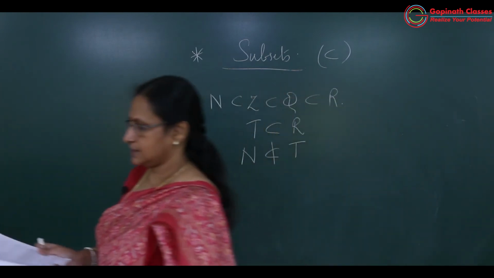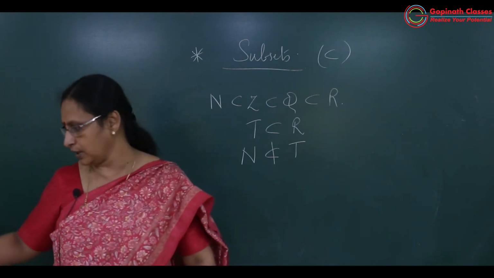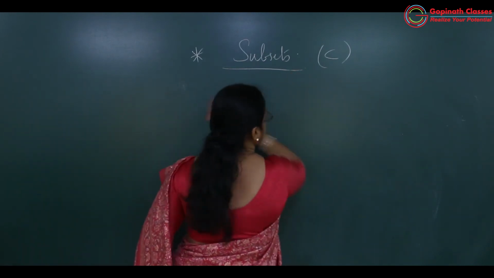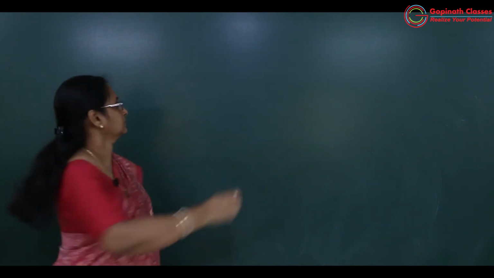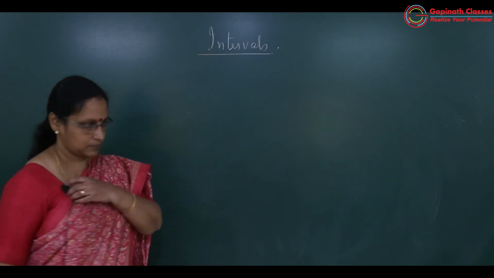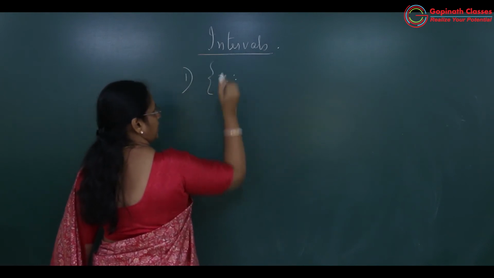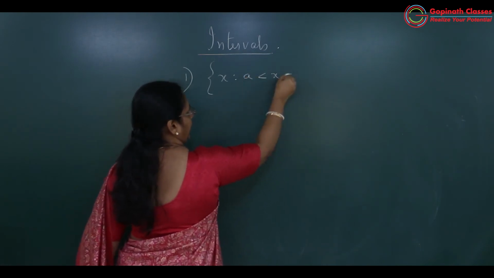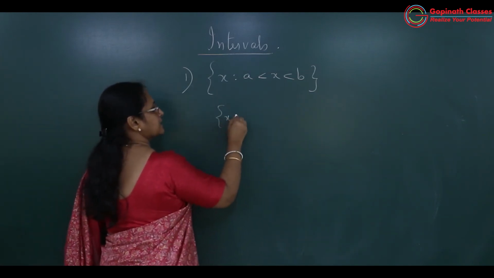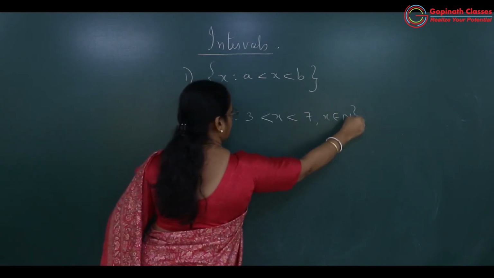Then we have to learn about intervals. Next is intervals. How to mention intervals in a set. Set form and interval form. Okay. So hope so you are clear about subset and superset. Now intervals. Suppose one set X such that X is a number between A and B. A and B के बीच में जो number है, suppose if I am writing it as X such that X is a number between 3 and 7, where X belongs to N, natural number between 3 and 7.